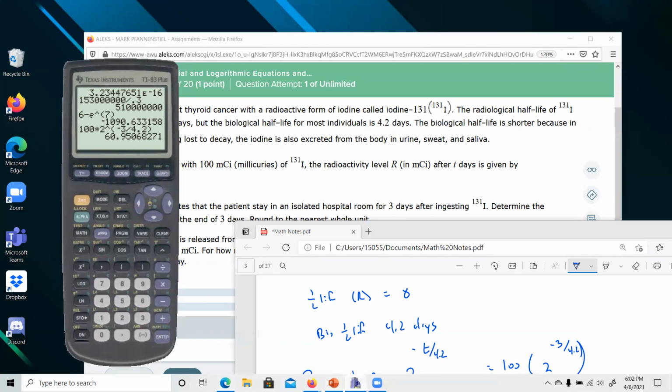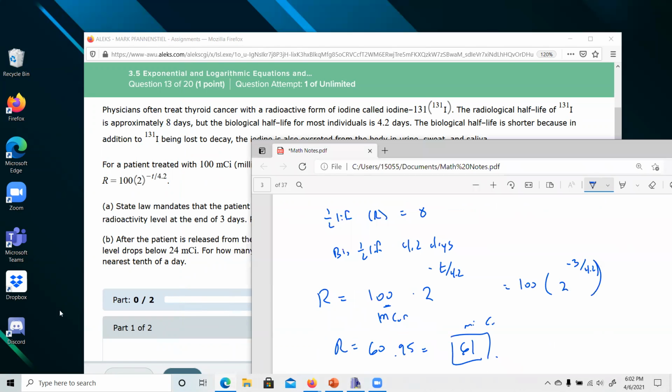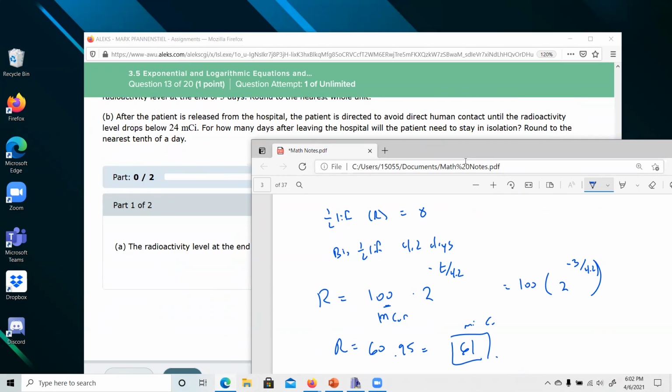Let's see what we have here. Let me show you. If you don't do that, you won't know. Because these numbers don't have a lot of reference for me either. If you forget the parentheses, you get a very different number. So be careful with those parentheses because they very much change your answers. The nearest whole unit. Part 1. Radioactivity at the end of 3 days is 61 millicuries.